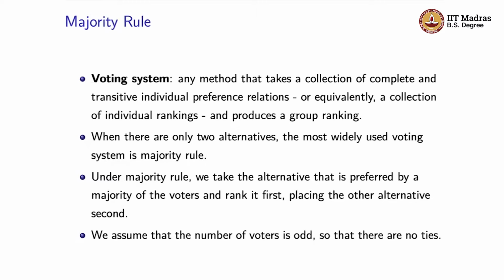Now, when there are only two options or alternatives available to the voters, the most widely used voting system is majority rule, right? So how does majority rule work? The idea is that we ask each of the voters which of the two options they prefer, option one or option two. And then we select as the group's preferred option the one which receives the maximum number of votes.